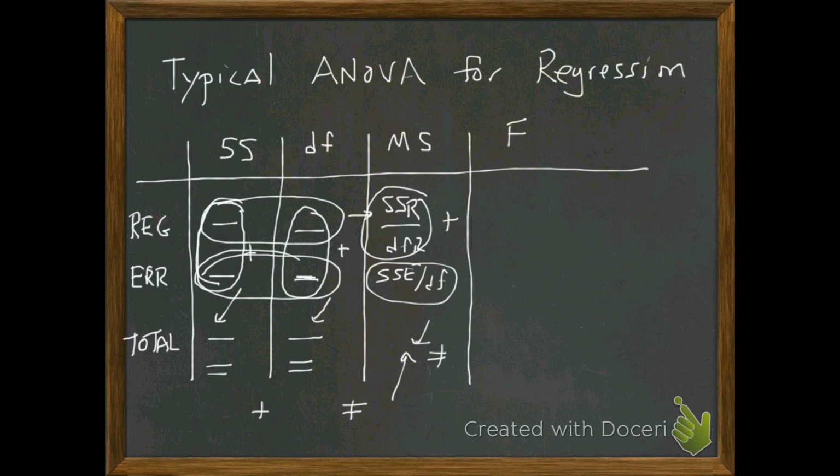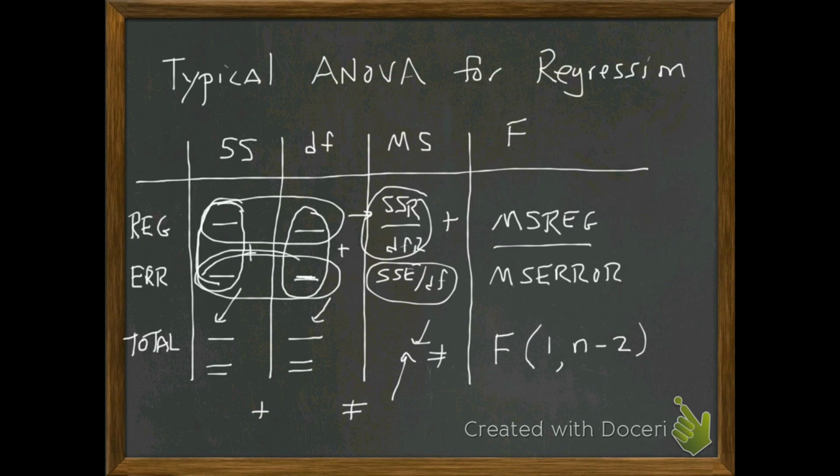Our F statistic is nothing more than the mean square for the regression divided by the mean square for the error. And this will follow two degrees of freedom. In our case, it'll be 1 for the regression and 2 for the residuals. Guys, we'll get into that more in the next video. So, guys, this is a super important video, I think.